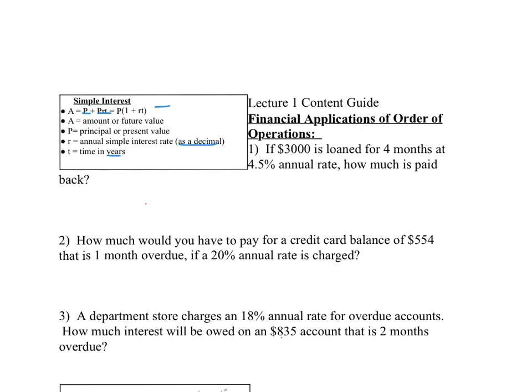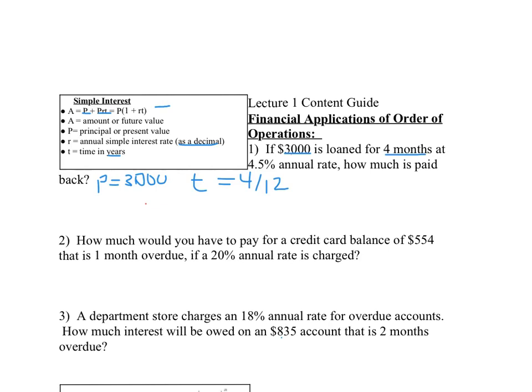So if we look at 3,000, this is how much is loaned. So this will be our principal or present value. So P equals 3,000. And next we have 4 months. So that will be our time. Now we're looking for time in years. So to make months into years, we're going to put it over 12. So 4 out of 12 months in the year will give us our time.